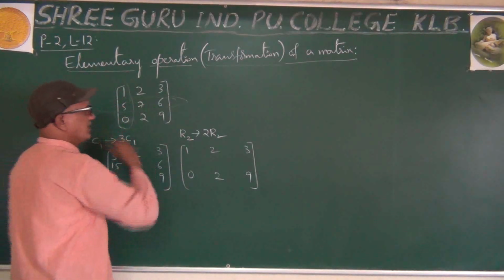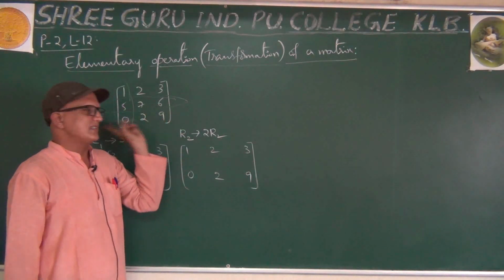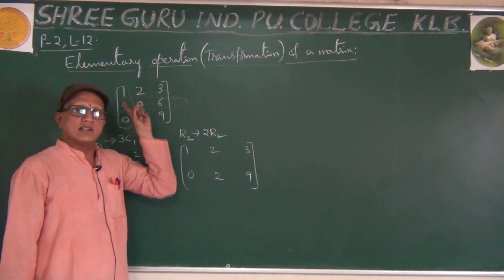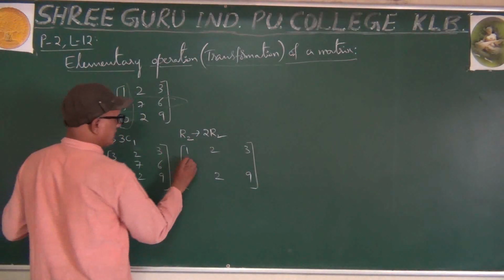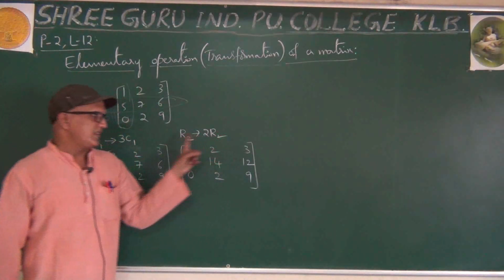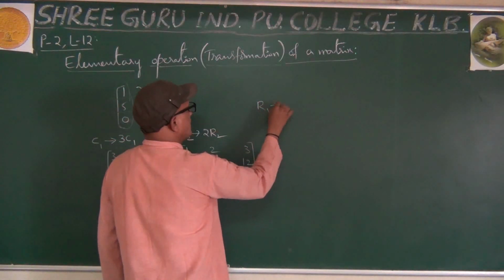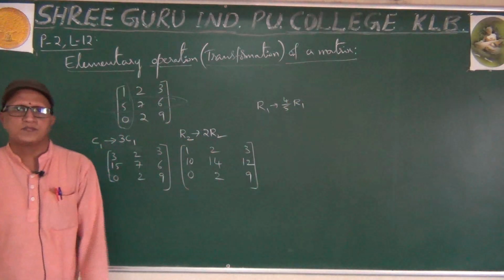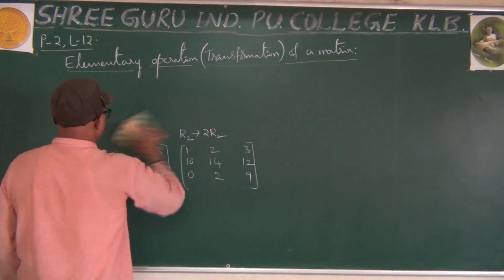The second row we are changing. How are you changing it? You are multiplying the elements in the second row with 2. So 2 fives are 10, 2 sevens are 14, 2 sixes are 12. This is the way of representing. If you want to change R1, you can multiply with 4 by 5. Yes, this is the way of representation. So this is one elementary operation, one rule.